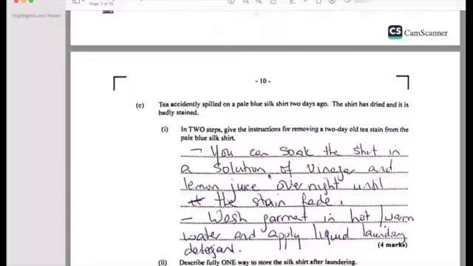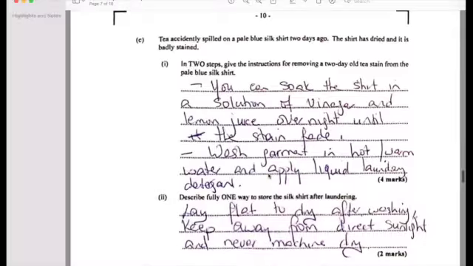The next one. Tea accidentally spilled on a pale blue silk shirt 2 days ago. So it's a stain, it spilled over. The shirt has dried and it is badly stained. How can we remove that? Remember we spoke about the vinegar and the baking soda, so we can use that again. You can soak the shirt in a solution of white vinegar, or you can use baking soda, and you can use lemon juice as well, overnight until the stain fades away. They ask for 2 steps, so you can wash the garment in warm water and apply liquid detergent, and if that does not go, then you repeat. But they just ask for 2 steps, so just give 2 basic steps.